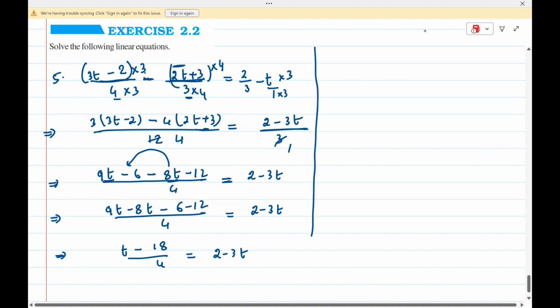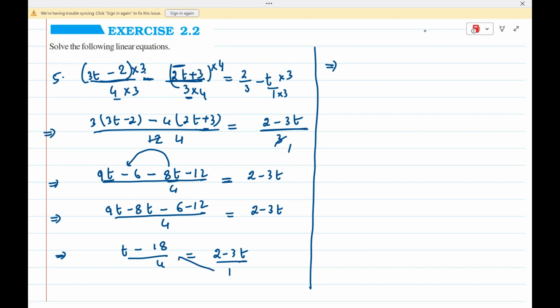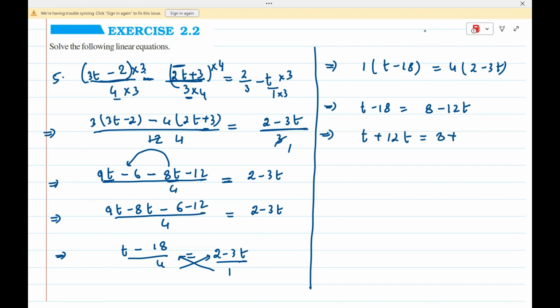Now coming to the next step. Here I can take 1 here and cross multiply it because it is a whole upon. So 1 multiplied by (t minus 18). On the other side it is 4 times (2 minus 3t). This will give you t minus 18 and 8 minus 12t. We can separate the variable again. So t plus 12t, 8 plus 18. That will give you 13t. And here, how much is it? 26. So when I calculate t, 13 will go for division. 13 ones are 13, 13 twos are 26. Means the answer is 2.